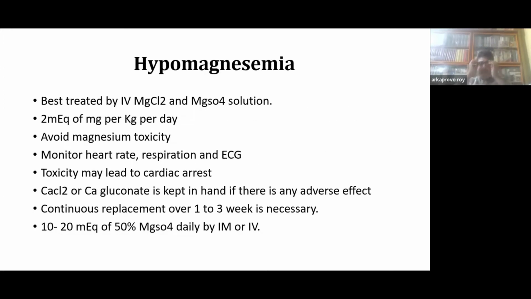Next comes hypomagnesemia. Often it is overlooked, but may persist as a cofactor for hypokalemia, and its coexistence with hypokalemia should be kept in mind, seeing the patient not improving with the administration of potassium alone. So it is best treated by IV magnesium chloride and magnesium sulfate solution, 2 milliequivalent of magnesium per kg per day. Avoid magnesium toxicity. Monitor heart rate, respiration and ECG. Toxicity may lead to cardiac arrest.